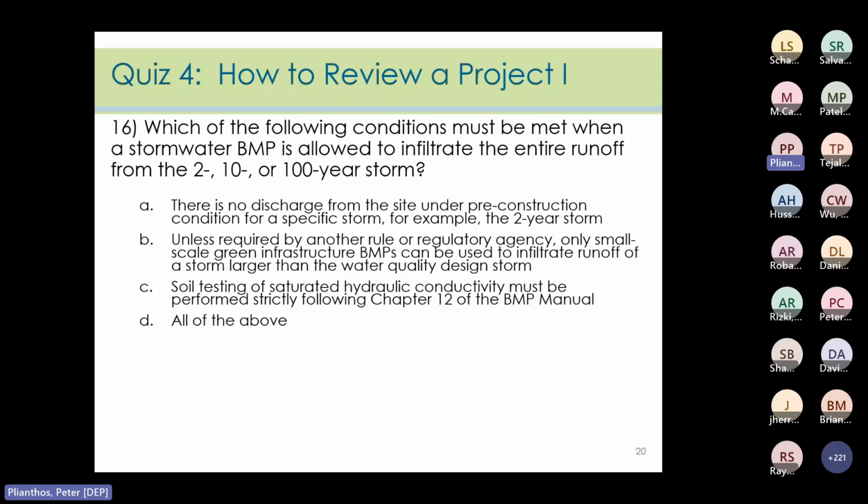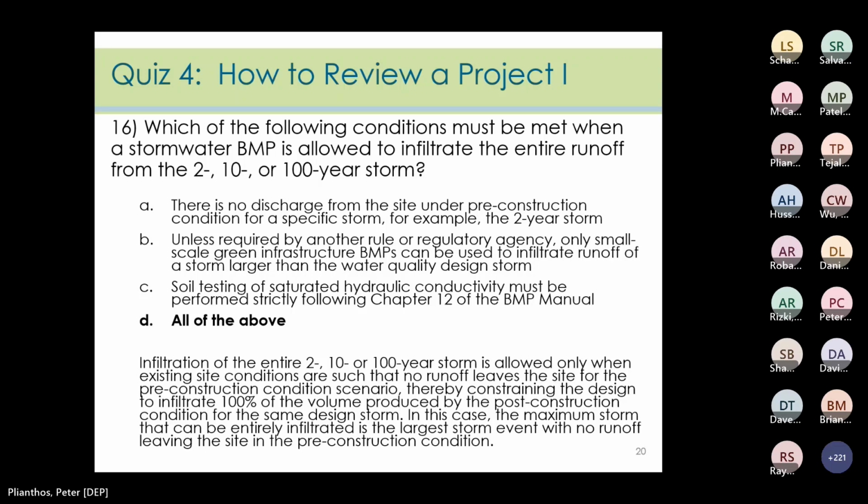Number 16, which of the following conditions must be met when a stormwater BMP is allowed to infiltrate the entire runoff from the 2, 10, or 100-year storm? And the correct answer is all of the above. Infiltration of the entire 2, 10, or 100-year storm is allowed only when existing site conditions are such that no runoff leaves the site for the pre-construction condition scenario, thereby constraining the design to infiltrate 100% of the volume produced by the post-construction condition for the same design storm.